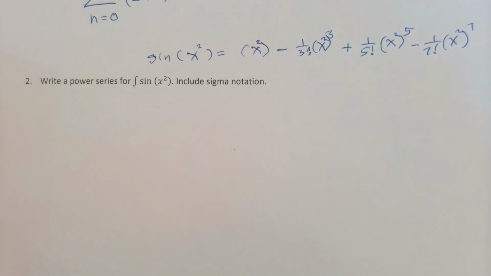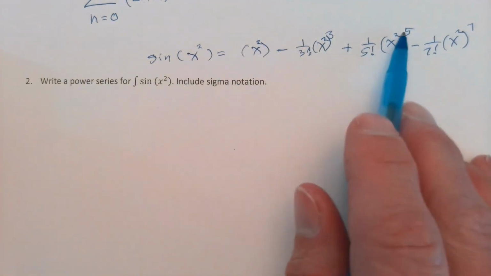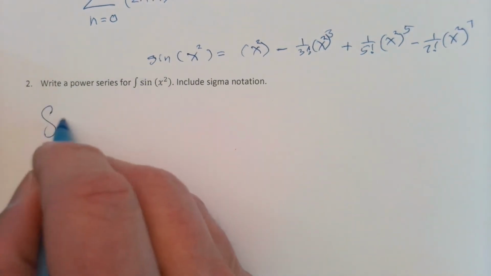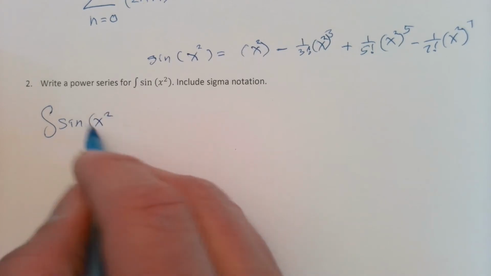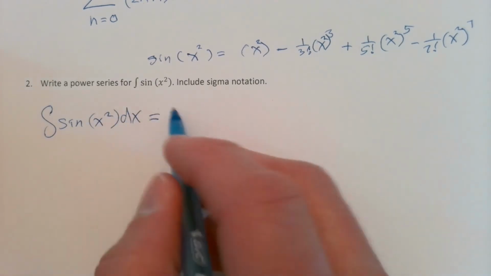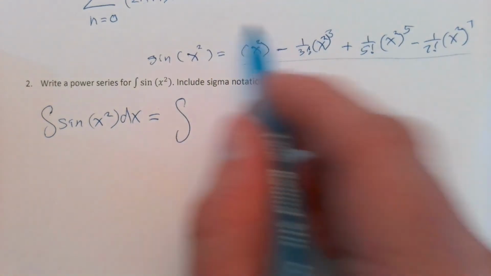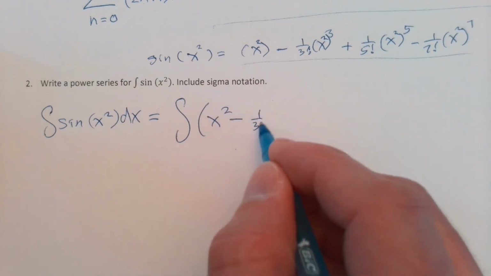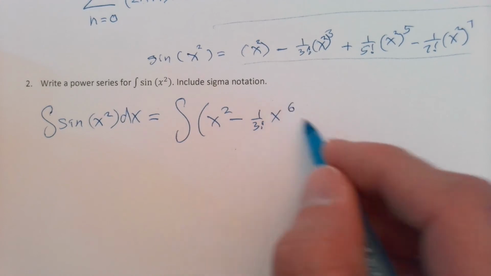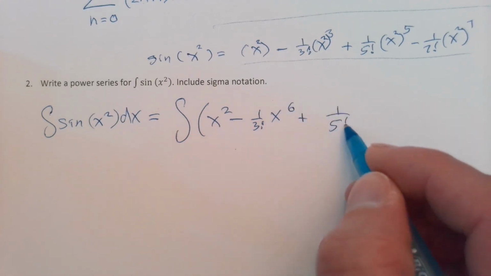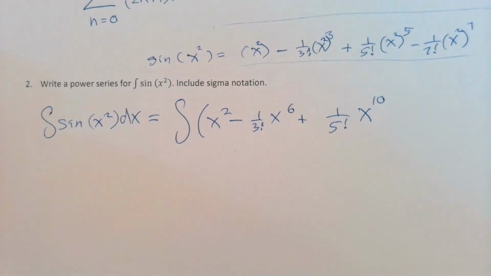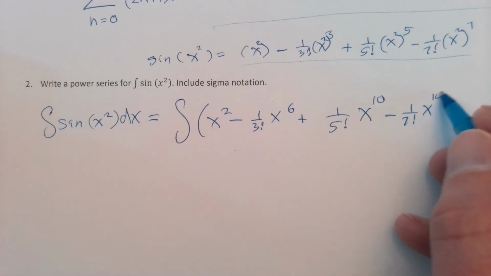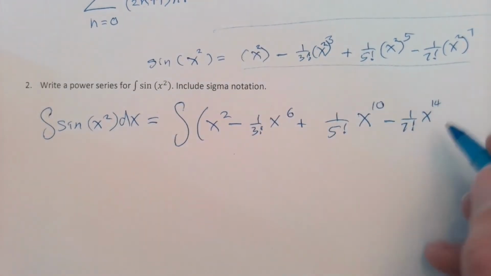So what do we get? We get x squared, x to the 6th, x to the 10th, x to the 14th, etc. So the antiderivative for sine of x squared then can be written as the antiderivative of this power series. So I have x squared, minus 1 over 3 factorial, x to the 6th, plus 1 over 5 factorial, x to the 10th. I'll put one more term in here, minus 1 over 7 factorial, x to the 14th, and dot, dot, dot.